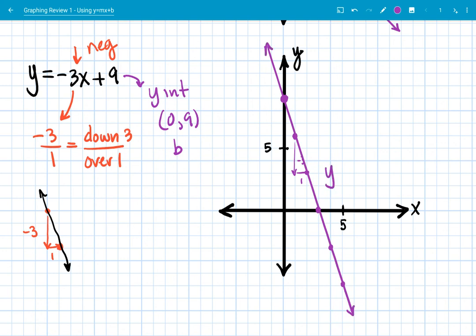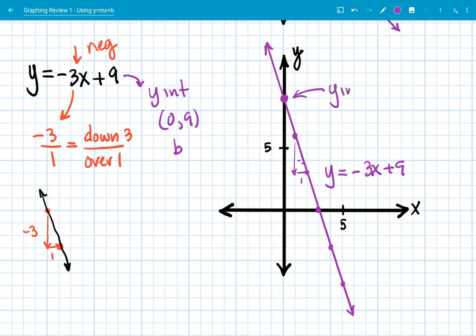So this rule is negative 3x plus 9. The starting point is the y-intercept at 0, 9, and that came from the b in the equation. And the pattern, or the growth rate, is down 3 over 1, and that came from the m in the rule.